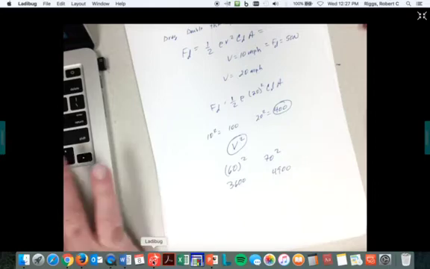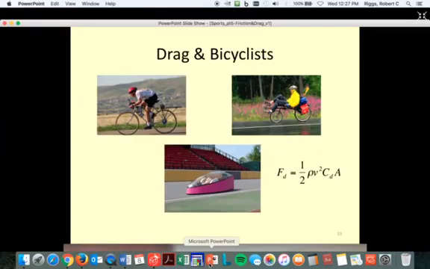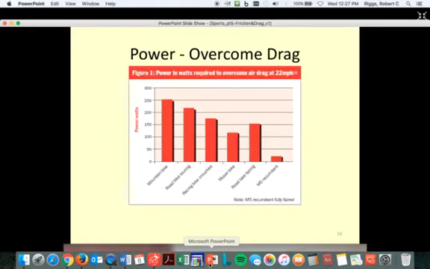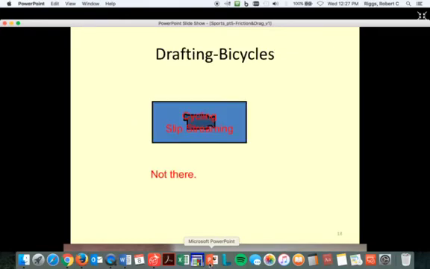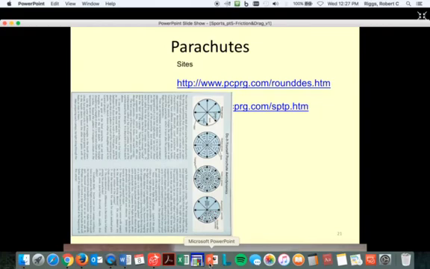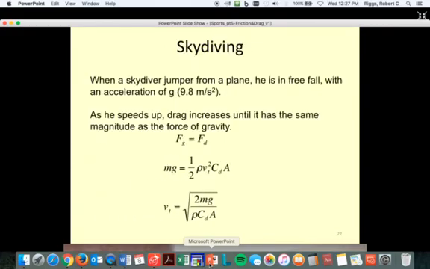Let's go a little bit further. Overcoming drag. If a bicycle doubles the speed, we're not going to look at any of this stuff. Skydiving, all right. Terminal velocity. This is your terminal velocity because you've got air resistance. Now, go watch the Felix Baumgartner Stratos thing. In other words, let's watch this real quick.